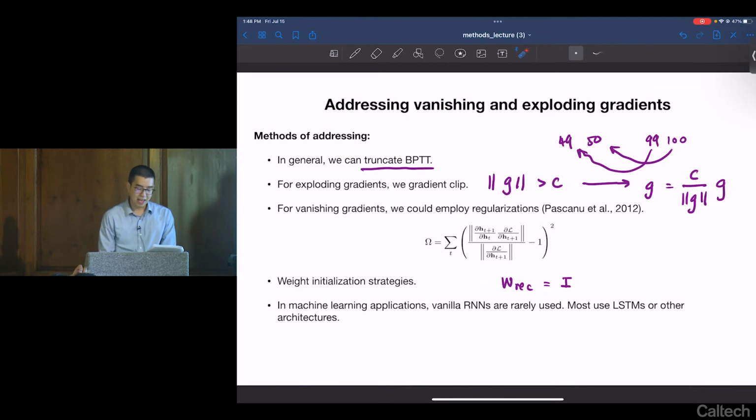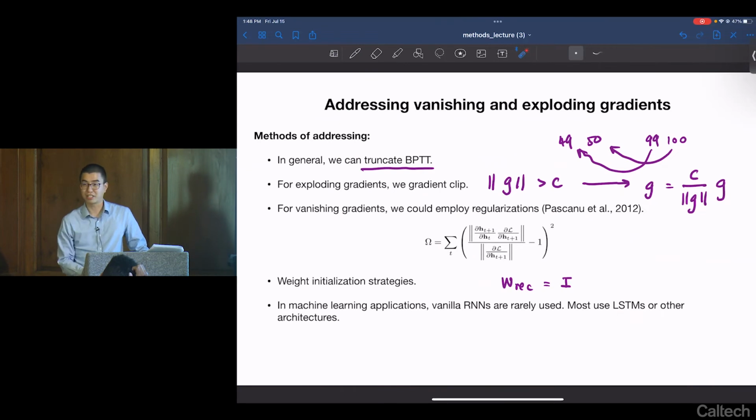Right? And then in most machine learning applications, you actually rarely see the use of vanilla recurrent neural networks. The primary way people get around this vanishing and exploding gradient is to use a different architecture, like an LSTM. And the LSTM I'll go over next. But any questions here?